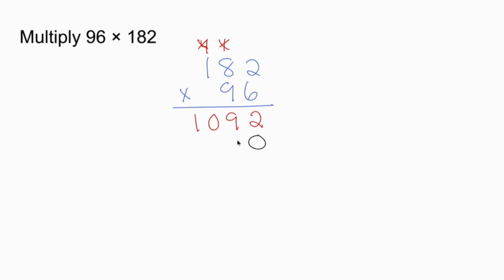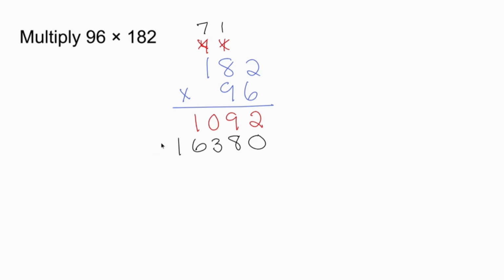9 times 2 is 18. Write out your 8, carry over your 1. 9 times 8 is 72. 72 plus 1 is 73. Write out your 3, carry over your 7. 9 times 1 is 9. 9 plus 7 is 16. Since we're done, write out all of 16.